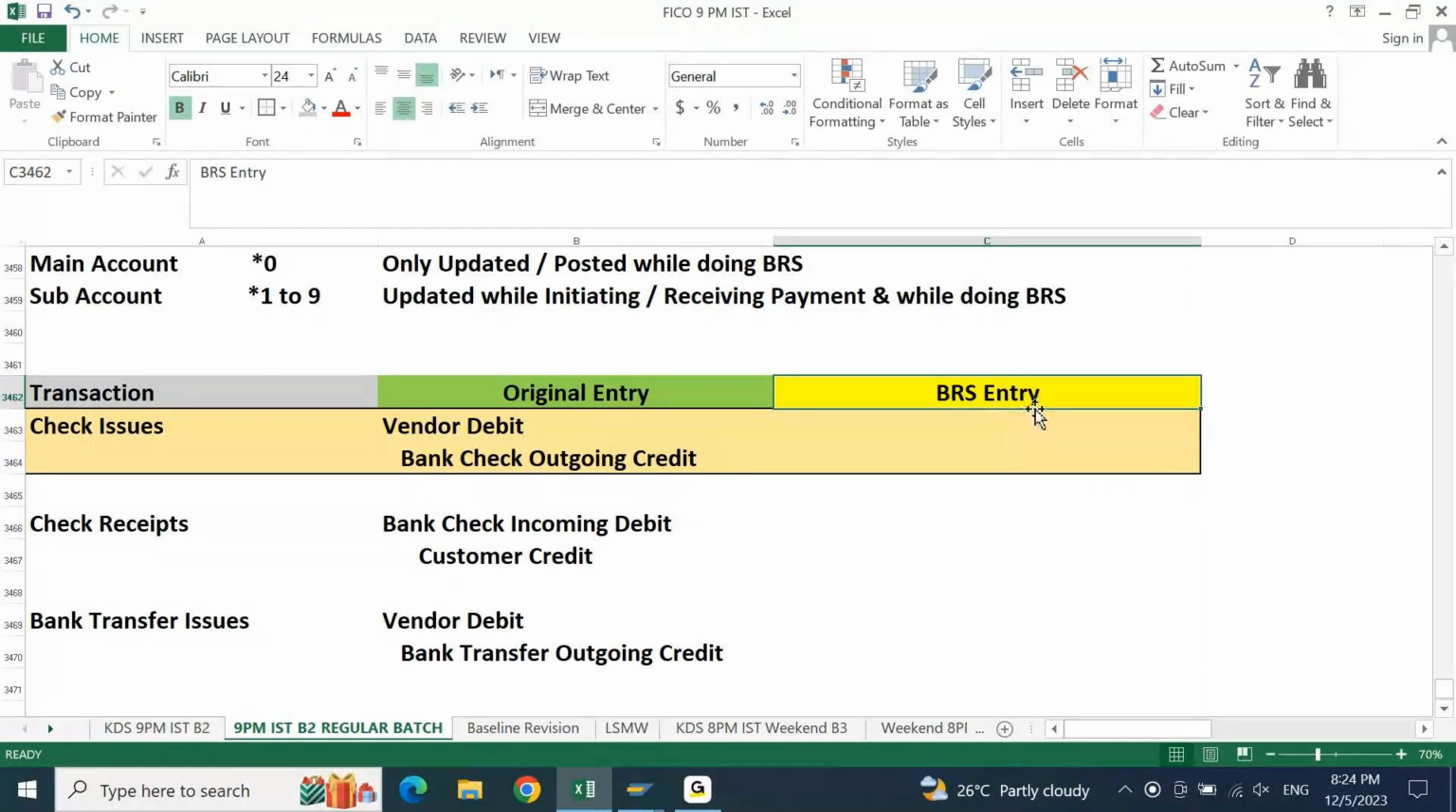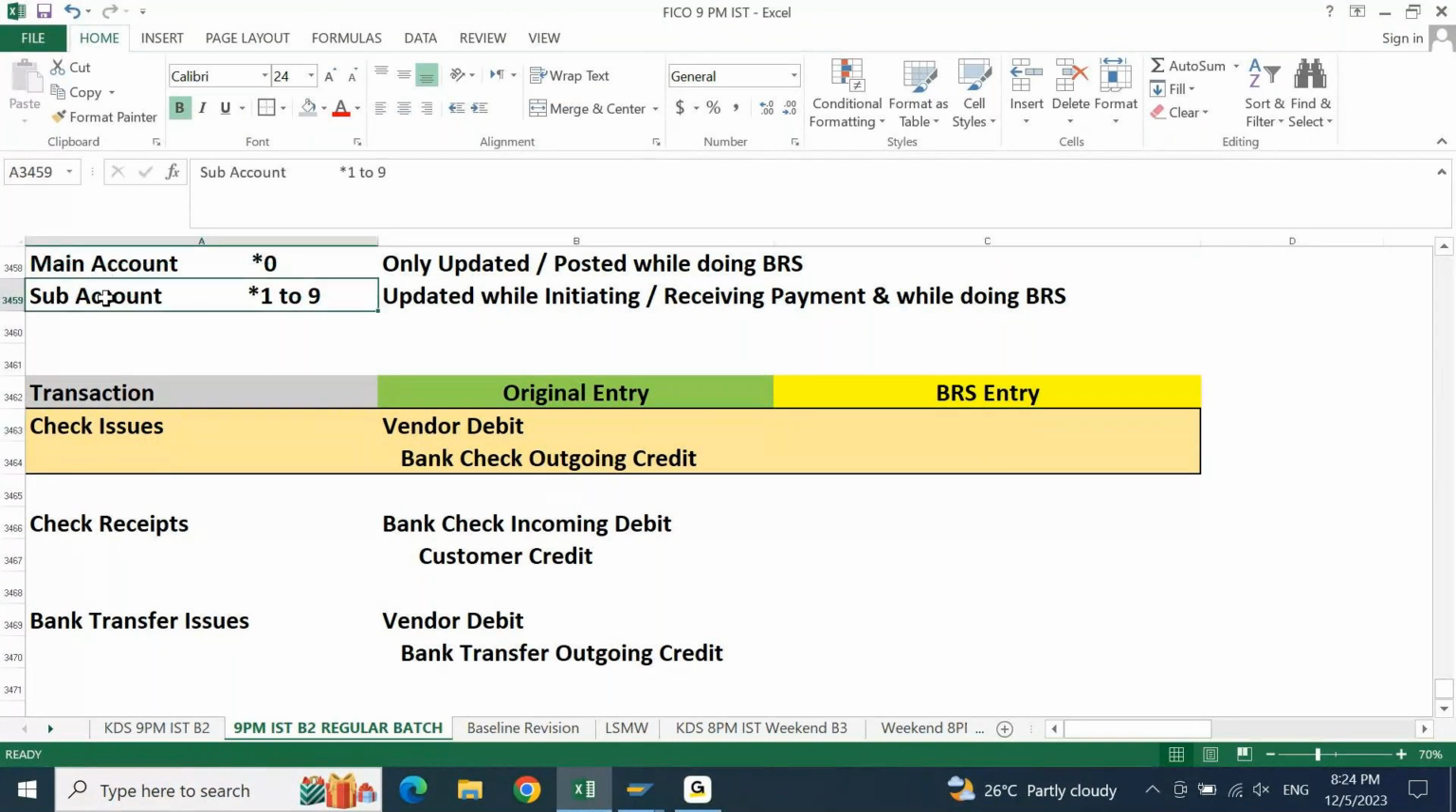Now in a BRS entry, your entry is majorly between the main account and the sub account. It's called transfer posting between sub account to main account or main account to sub account. Your original entry is showing bank check outgoing account credit. Until you receive the bank statement and verify that the payment is deducted from it, you are not going to move this payment to the main account. The moment you get the bank statement, you identify that this amount is now appearing in it.